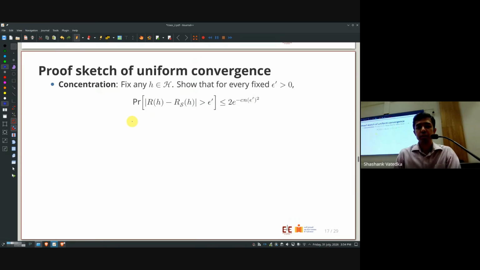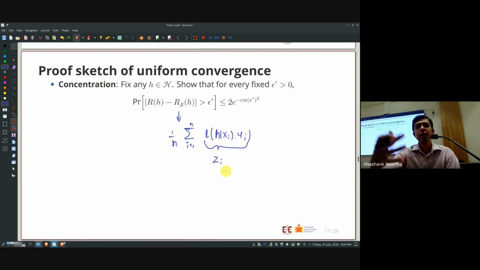right? Because if you look at this particular quantity, this is 1 over n times the summation from i equal to 1 to n of L of h of xi comma yi. The xi, yi's are all IID. So if you treat this as a random variable, let's call this zi. The zi's are all IID random variables, and what you're doing is just taking the empirical average. So these are IID. You can just use a Chernoff type bound to get this inequality.